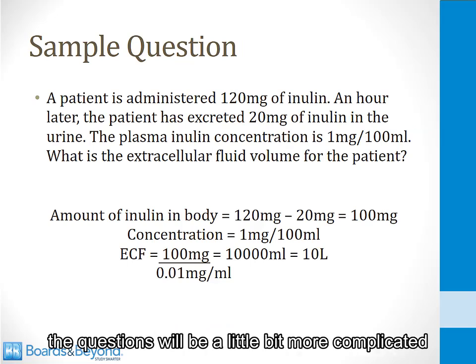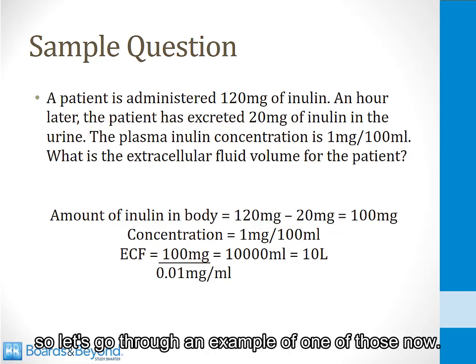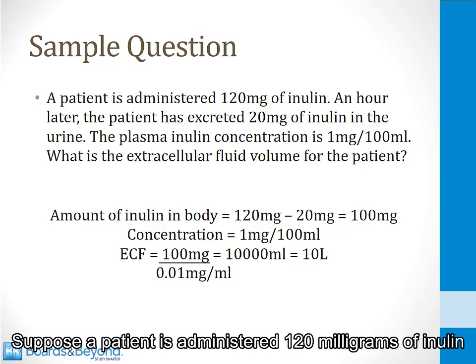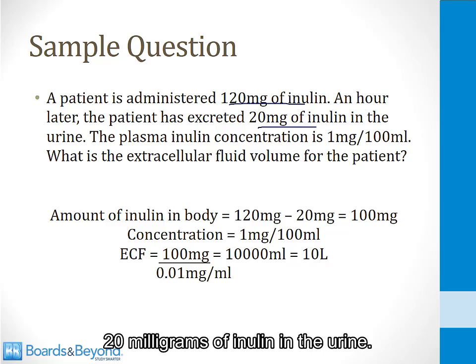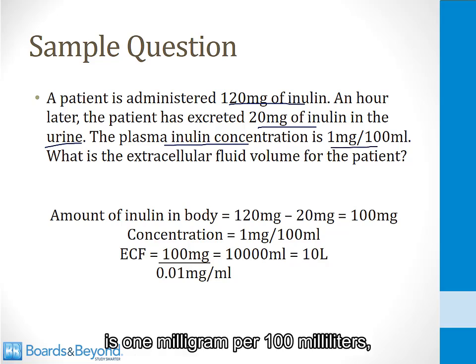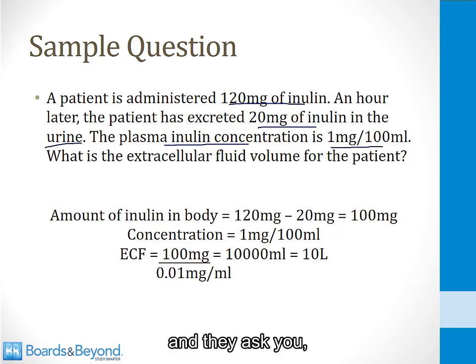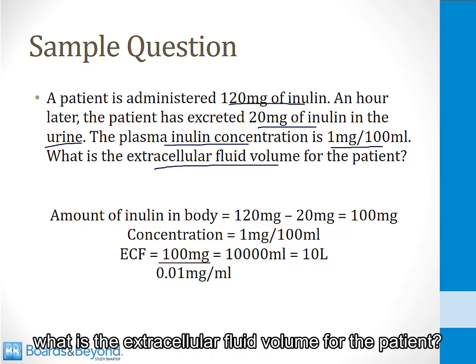Sometimes on your board exams, the questions will be a little bit more complicated with more math. So let's go through an example of one of those now. Suppose a patient is administered 120 milligrams of inulin, and an hour later, the patient has excreted 20 milligrams of inulin in the urine. At that point in time, the plasma inulin concentration is 1 milligram per 100 milliliters, and they ask you, what is the extracellular fluid volume for the patient?